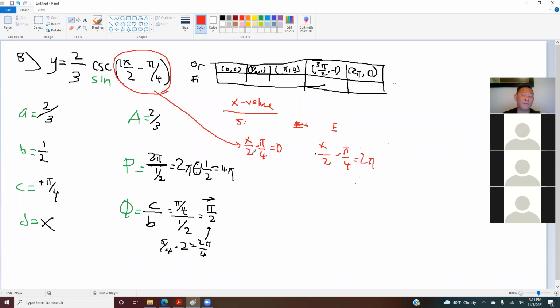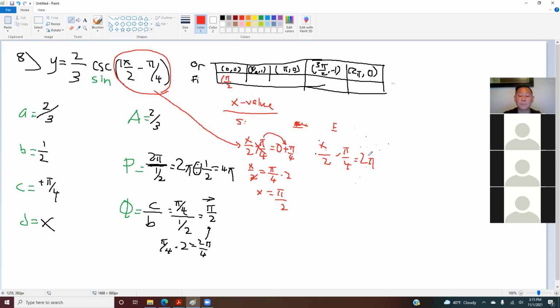So we begin to solve for this. You move this over, so you get pi over 4. 0 plus pi over 4 is pi over 4. And then you multiply this by 2. So in this case, your starting value will be at pi over 2.